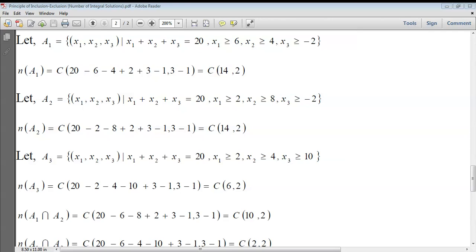Similarly, in A2 and A3, the common value for x1 is 2, the common value for x2 is 8, and the common value for x3 is 10. So for A2 and A3 it is 2, 8, 10. So let us find the number of solutions with respect to A2 intersection A3 and A1 intersection A3.